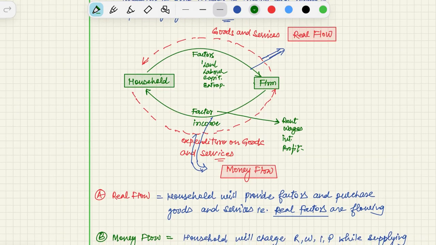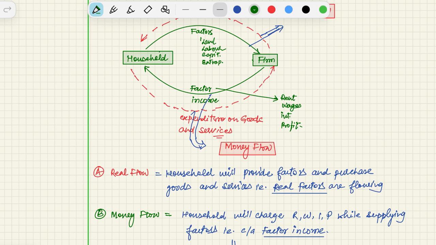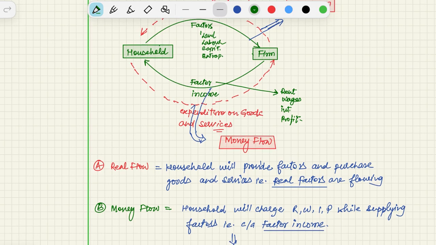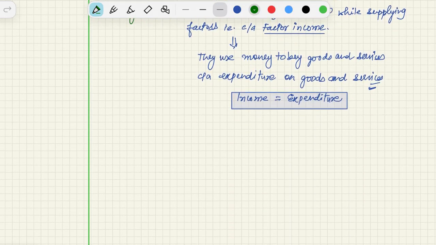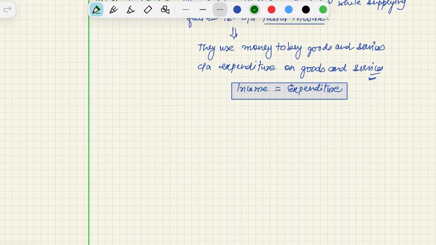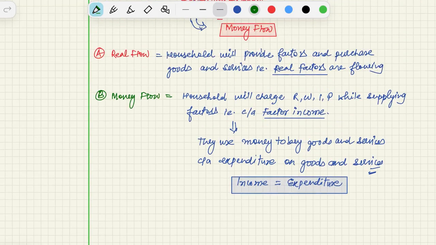And in money flow, factor income and that particular income is flowing between the firm and household and household and firm. So that is called the money flow, right? I hope you understand. Okay, so I will move ahead. The first one, I already told you, there are three methods.